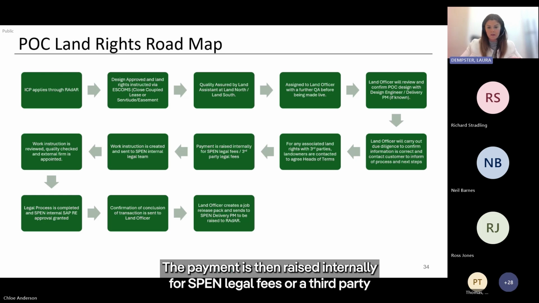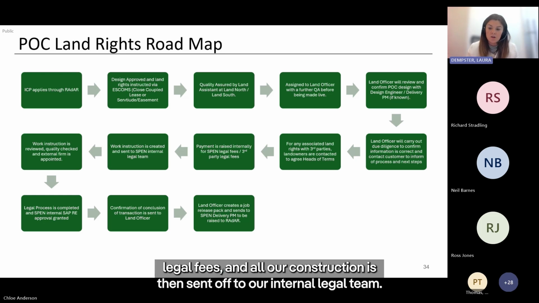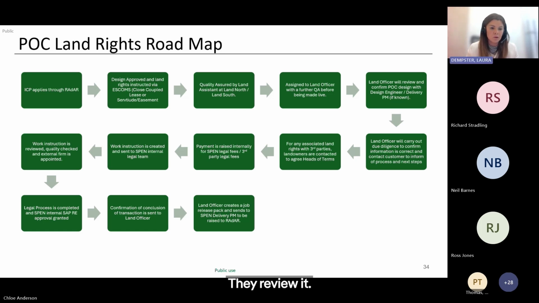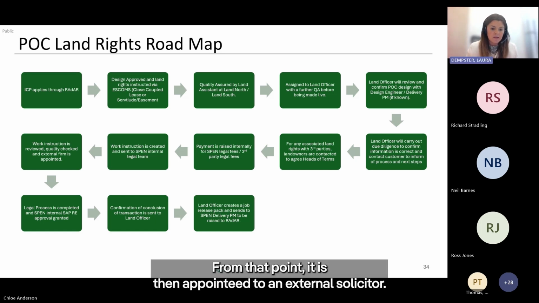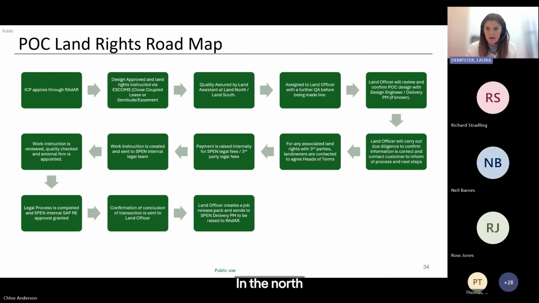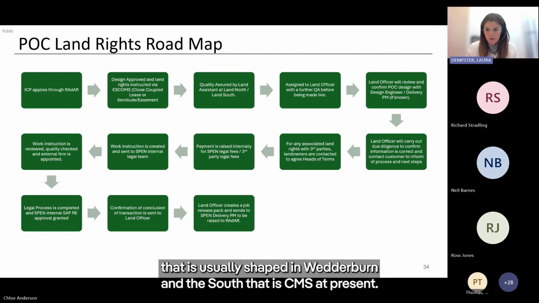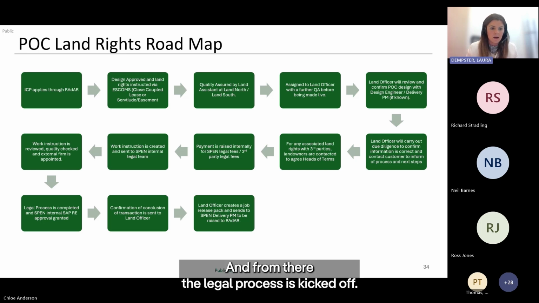Payment is then raised internally for spent legal fees or the third party legal fees, and a work instruction is then sent off to our internal legal team. They review it. From that point, it is then appointed to an external solicitor. In the north, that is usually Shepherd and Wedderburn. In the south, that is CMS at present. And from there, the legal process is kicked off.